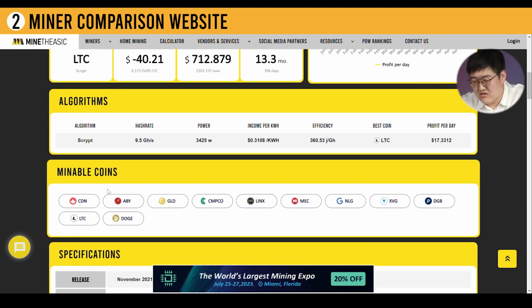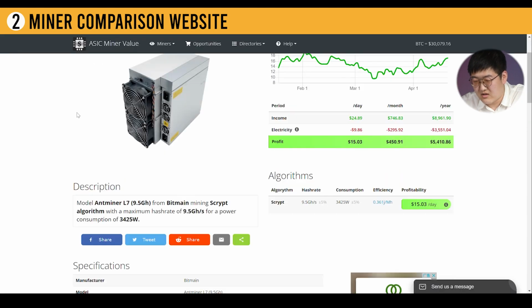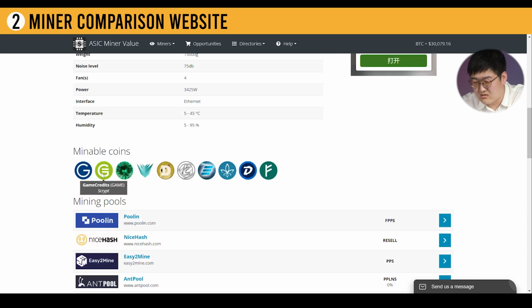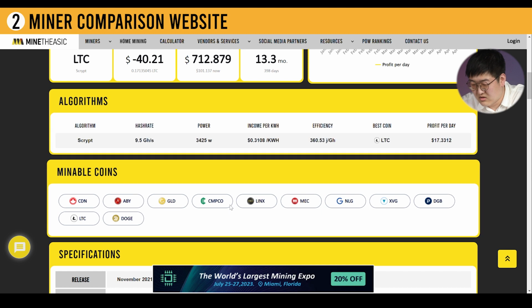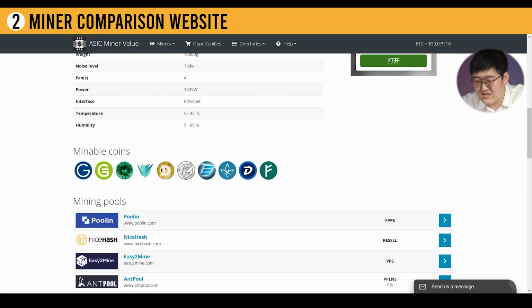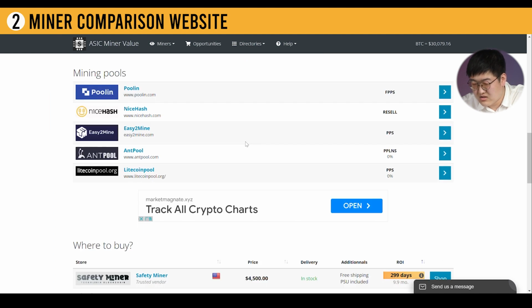And here are also the minable coins provided. Let's check the Bitmain. Yeah, it's also provided. Are those the same? These are 9 to 10 tokens in total. Maybe the database of Mine the ASIC is slightly better than asicminervalue.com. I'm not very sure.